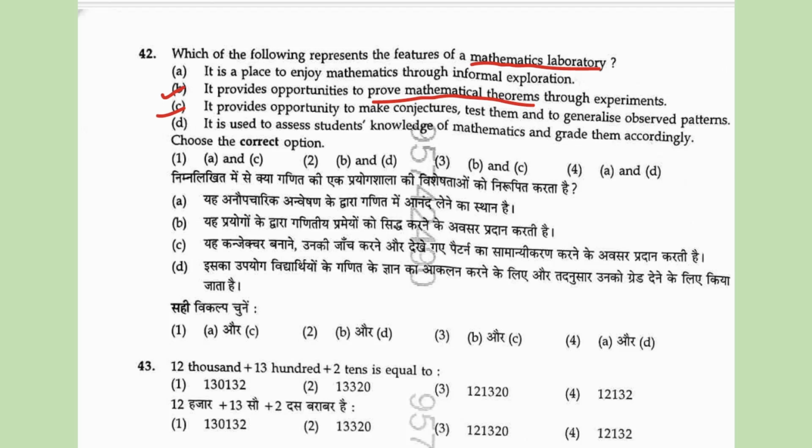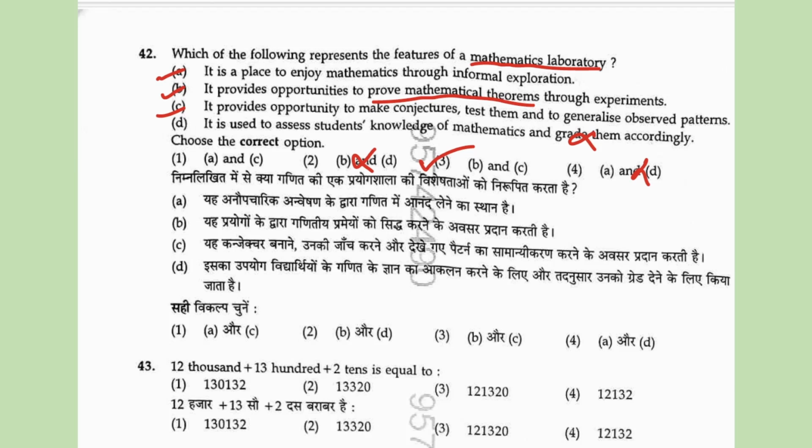So, enjoy mathematics through informal exploration is also something I would take. Assess students and grade, no. So, anything with D gets cut out first, and you have to only choose between A and C and B and C. So, C definitely is there. I'm going to go with opportunities to prove mathematical theorems and to make conjectures.